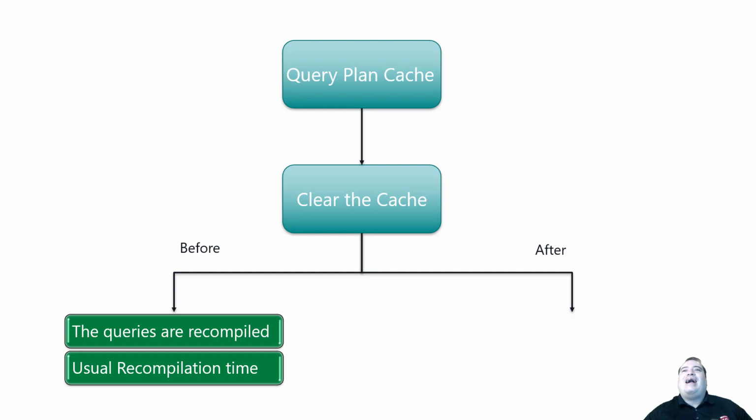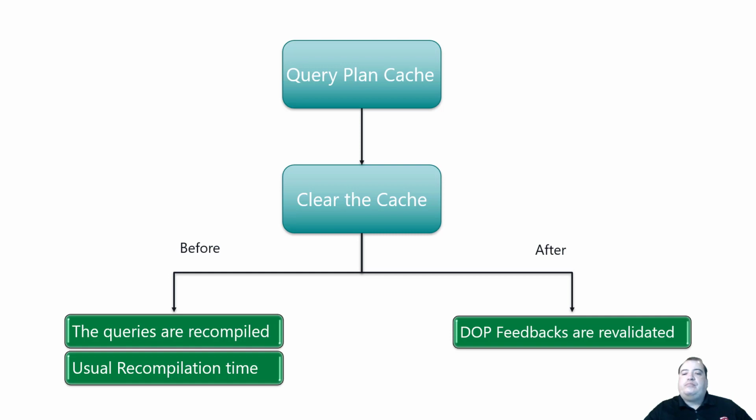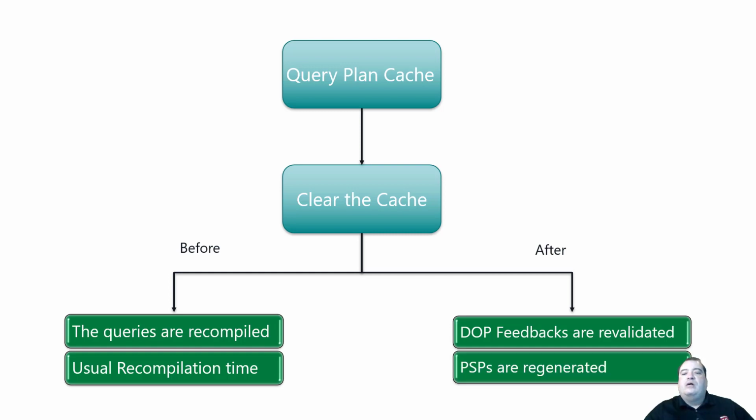Okay, and after all these new features that we are talking about, what will happen? DOP feedbacks will be revalidated. So every query with a DOP feedback will pass through a revalidation process. PSPs will be completely regenerated; they will be dropped if we clear the cache, and regenerated. Although they are stored in query store as well, they are stored there for historical purposes. PSP doesn't depend on query store, it uses the plan cache. If we clear the cache, we lose the PSPs.